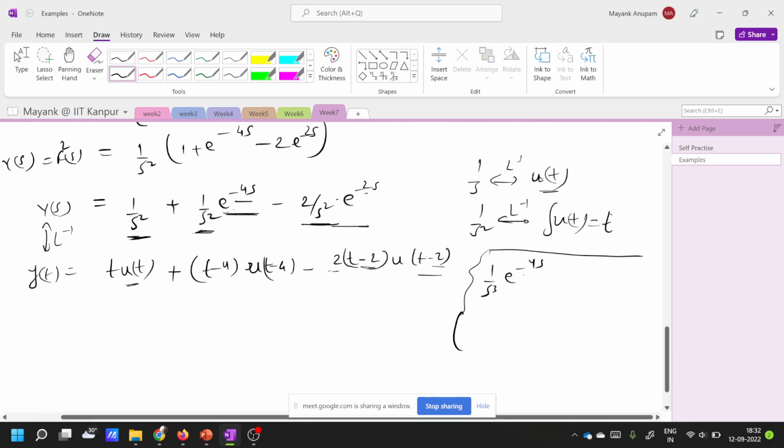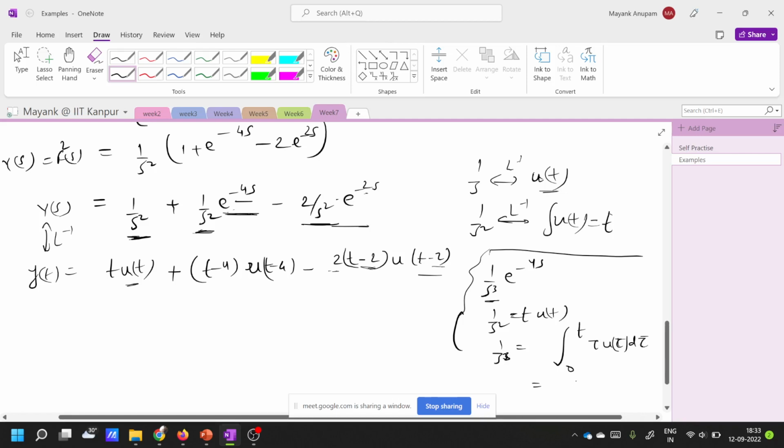Let's take a digression. First you have to find out 1 by s cube. You know that 1 by s square is t u of t. So 1 by s cube will be equal to t²/2, so you have to integrate it between 0 to t, tau u of tau d tau.